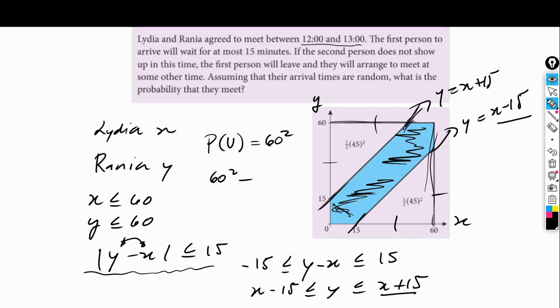1/2 base times height, which would be 1/2 45 squared for both of them. So if we add them up, which is basically creating a square with them, it would be a square with side 45. Therefore, this area here and this area in total is 45 squared. So now all we have to do is divide this by the total area, which is 60 squared, and we're going to get the solution, which is 7/16.